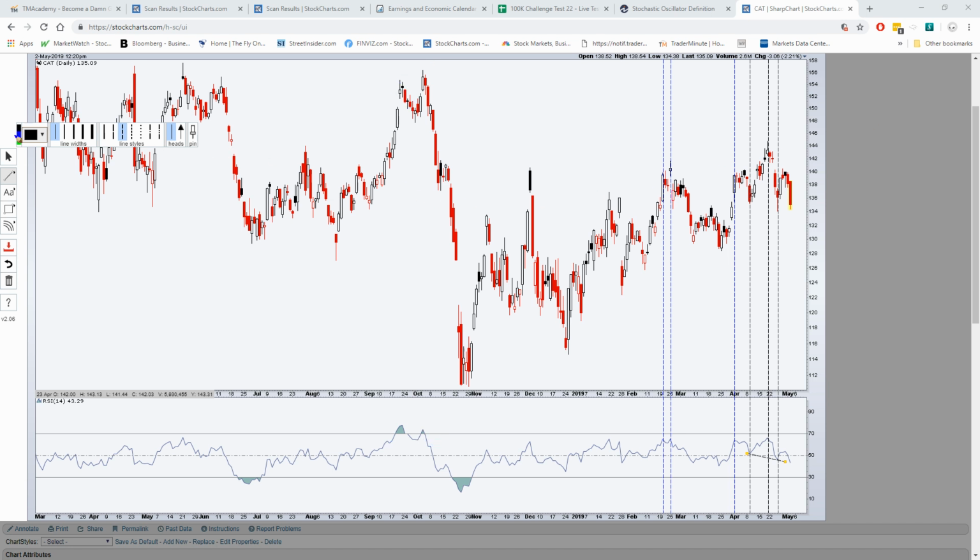If we just look back here, you could see that if we were to treat 50 like 70, we have a failure swing. Failure swing in terms of the RSI. But we don't have the stock price hitting a new high on this failure swing. So it's a little different dynamic, right? But these failure swings, they don't happen often. But when they do, they're very accurate. They're one of my favorite things to look at and look for.